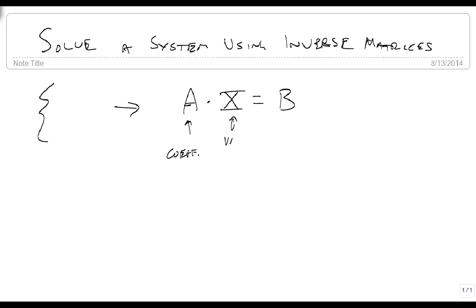These are all the coefficients. These are all the variables in order. So as this goes x, y, z, this goes x, y, z. And B is just the other side of the equals. It's the augmented part, but we're separating it.